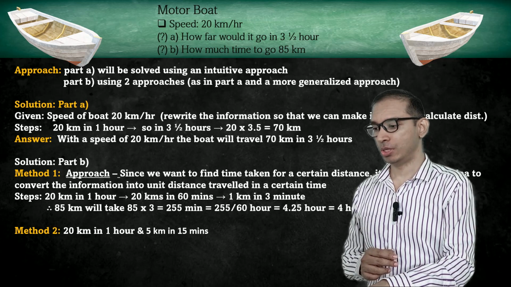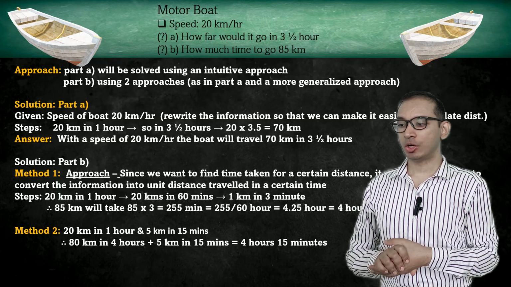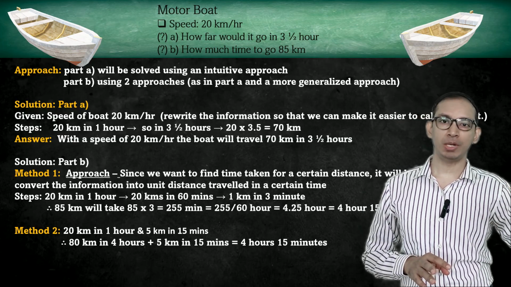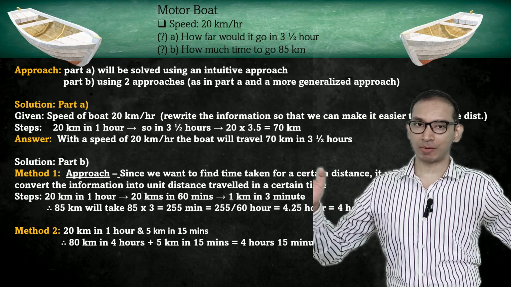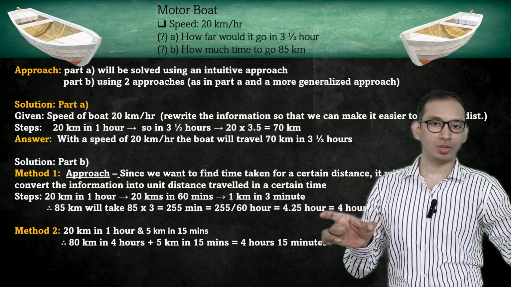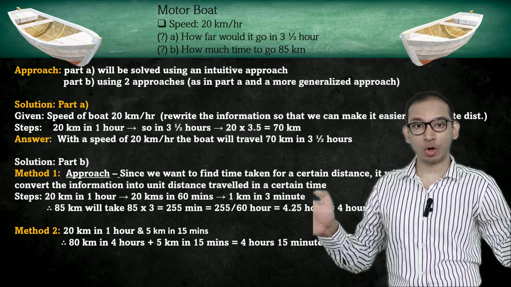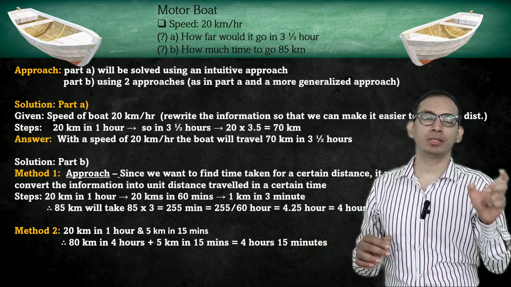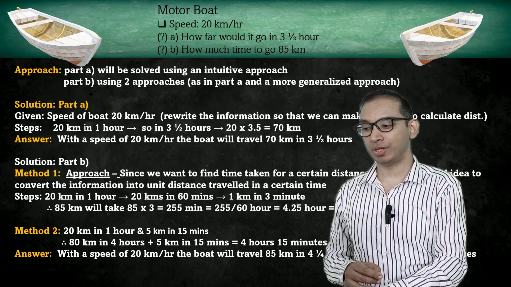That's your first approach. Your second approach is the more intuitive or mental approach that I just mentioned. 20 kilometers in 1 hour, and 5 kilometers takes 15 minutes. So we have to travel a distance of 85 kilometers. So 20, 20, 20, 20. That makes it 80 kilometers, you take 4 hours. And for an additional 5 kilometers, you take 15 minutes. The answer is 4 hours, 15 minutes. That's your intuitive way of solving this problem.